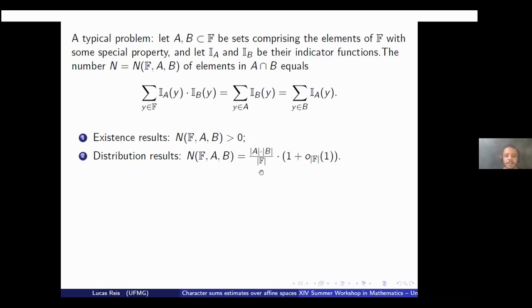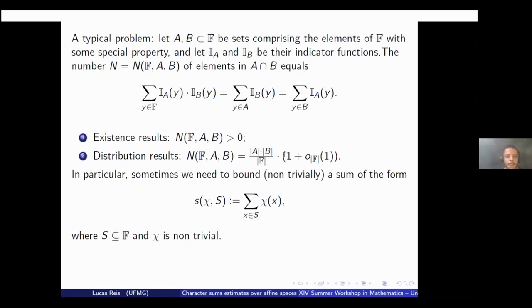And also distribution results. So this is the kind of thing that appears from a probabilistic point of view. We are just saying that A and B are independent sets. So the properties encoded by them are somehow independent. This is the kind of result we also see in the literature. And so going back to what I said in the previous slide, we try to express indicator functions by means of characters. So at the end, we just have the sum of a character running over a special set of elements, A or B or something like this.